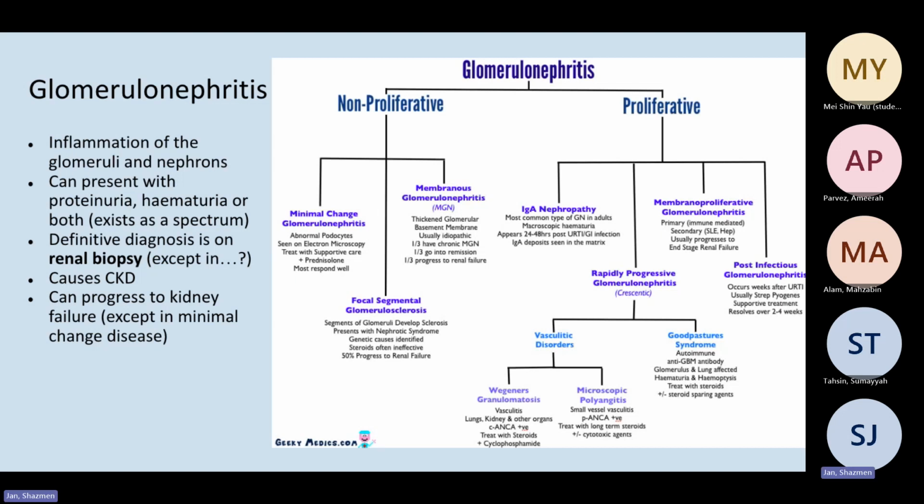So these glomerulonephritides exist on a spectrum. They can present with proteinuria, hematuria, or both. And the definitive diagnosis is on renal biopsy, except in one condition. So does anyone know what condition you wouldn't do a renal biopsy in? Let's give a guess.